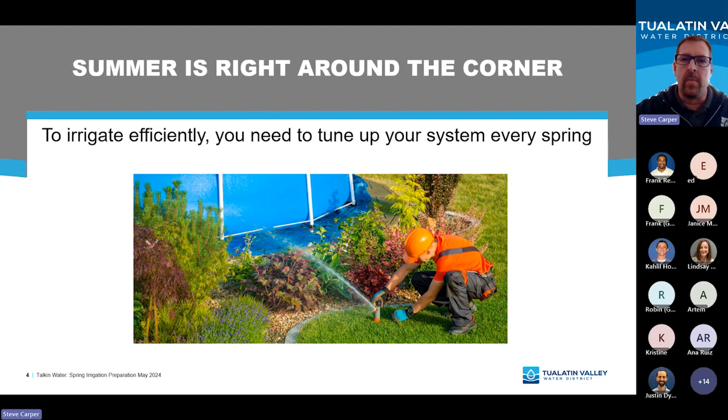Home irrigation systems are great tools for convenience, and they can also be for efficiency. But in order to achieve that, it's really important that you tune up your system every spring. And today we're going to talk about some tips, provide some checklists, provide some resources, and talk about some key pieces of equipment that help us keep our water system safe.